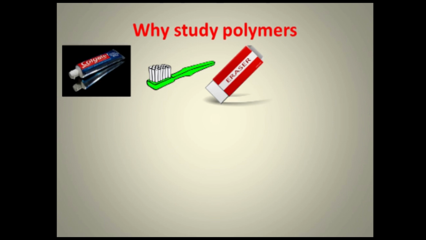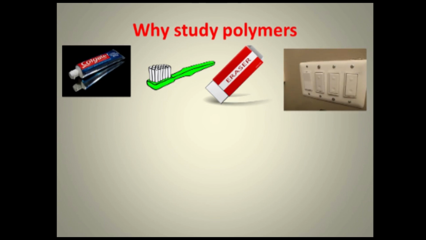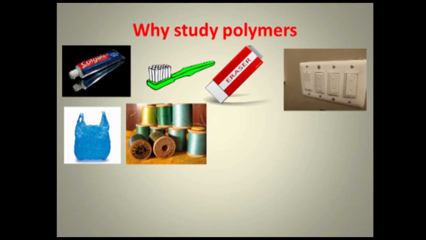Another example is the eraser. The eraser is one kind of polymer which is soft in nature. The switches we have in our houses are again a different kind of polymer which is hard in nature. The polythene we use in everyday life is again one kind of polymer which is soft in nature. The nylon threads are again one kind of polymer which is soft in nature. The combs we use are again one kind of polymer which is hard in nature.